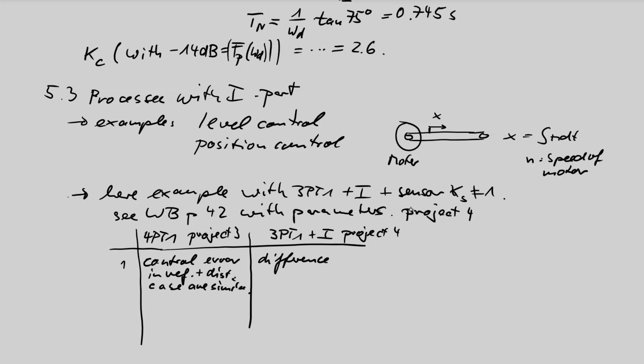Difference. This is the first point we have to discuss. Difference in control errors of reference and disturbance responses.